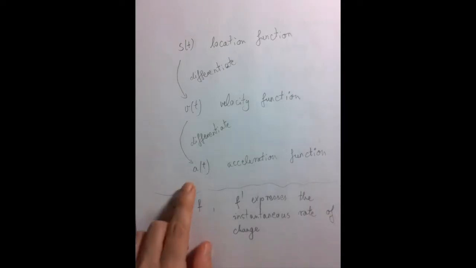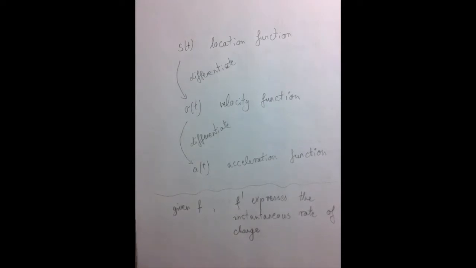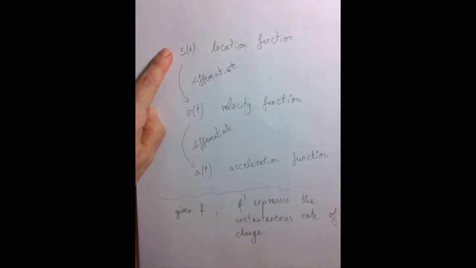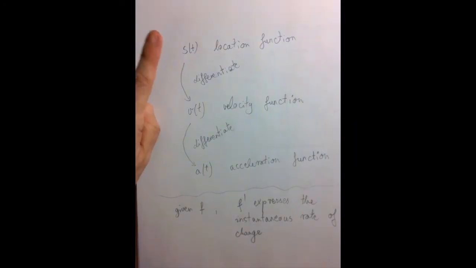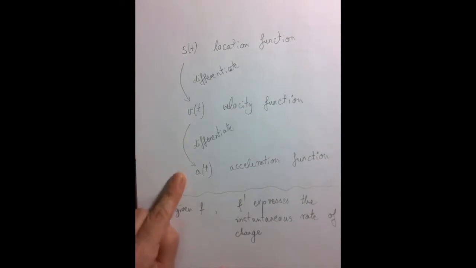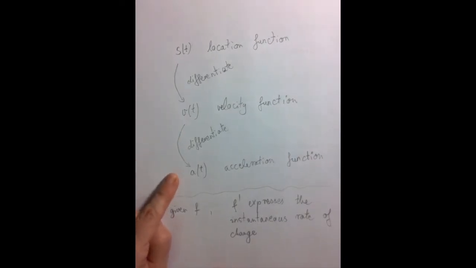You will often see just a for acceleration because in a lot of situations the acceleration is constant. For example, the acceleration caused by the gravitational force of the Earth is constant, but it is simply the second derivative of the location function. So this trinity will show up a lot. A location function, you differentiate it, you get the velocity function, you differentiate that again, and you get the acceleration function. Okay.